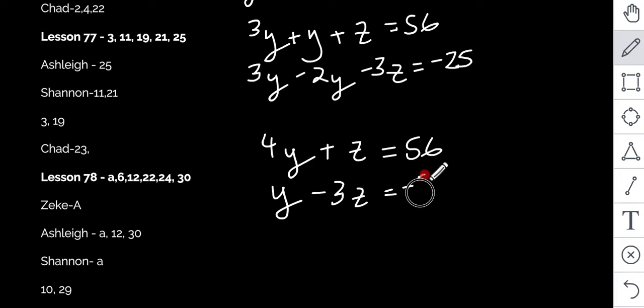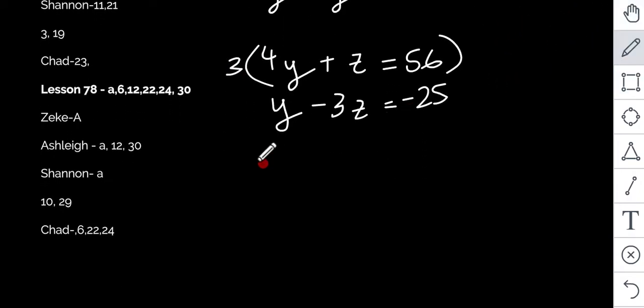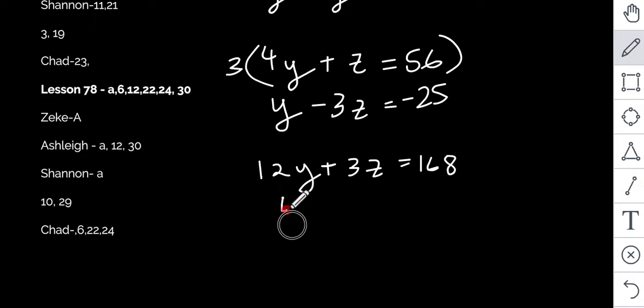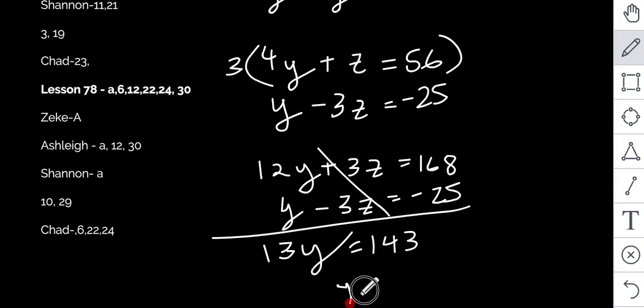equals negative 25. Now to eliminate, we're going to multiply this top equation by 3, and then we have a 3z and a negative 3z. So we're going to get 12y plus 3z equals 168. Y minus 3z equals negative 25. When we add those, we're going to get 13y. The z's add out, equals 143, and you get y equals 11.